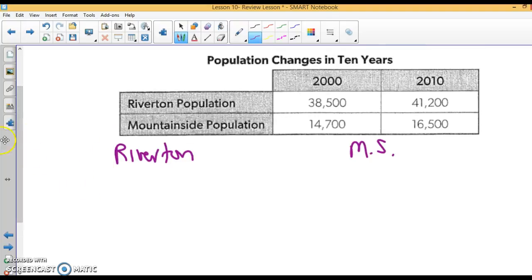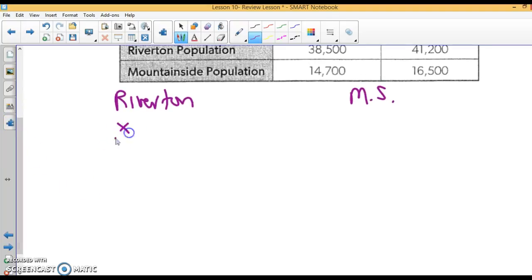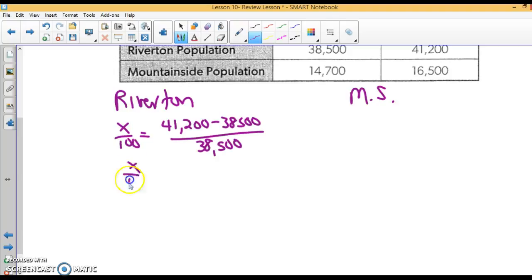So, I'm going to do x over 100, percent over 100. The part, we're subtracting. Finding the difference, how much it changed. And you always divide by the original or starting amount. So that's where it started in 2010. This will be x over 100 equals 2,700 when I subtract.